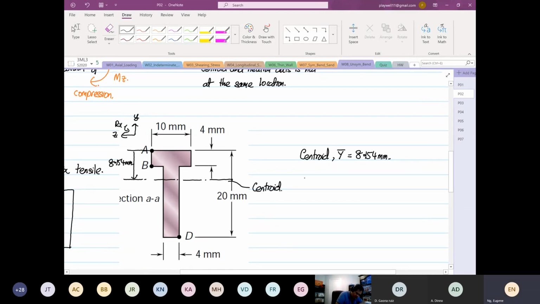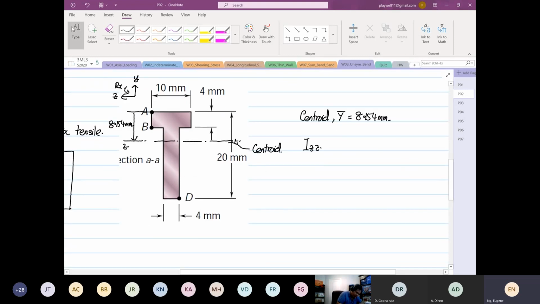Then IZZ, because this is along the ZZ axis. If you were to do this, this will be your width, and this direction over here will be the depth. So your IZZ will be 3.8802 times 10 to the power minus 9 meter 4.